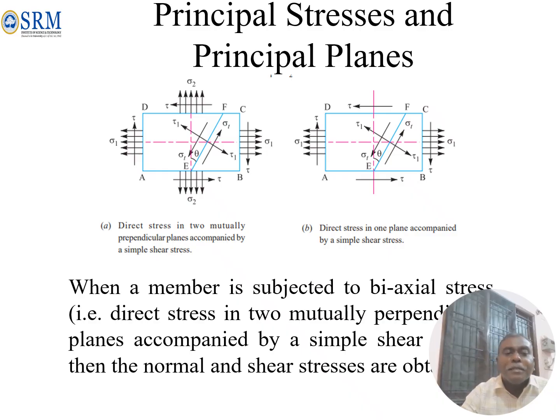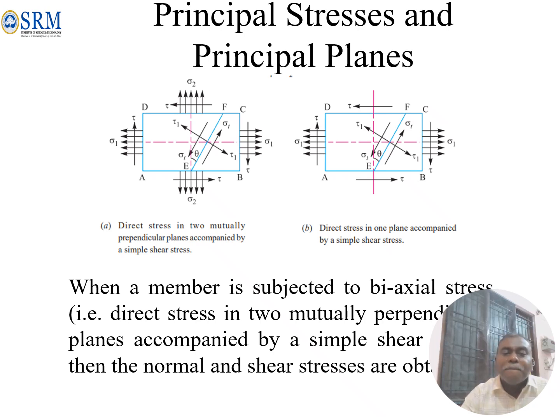In the ABCD, we have sigma 1 as axial tensile. Here also it is axial tensile. Both are axial tensile. In the second case, here also axial tensile and here also there is shear stress. So the first case has no shear stress, the second case has shear stress.